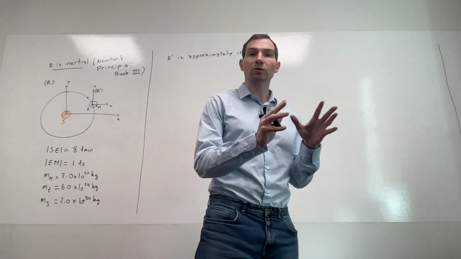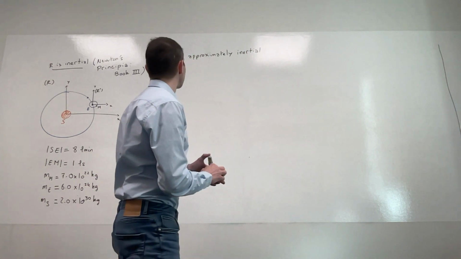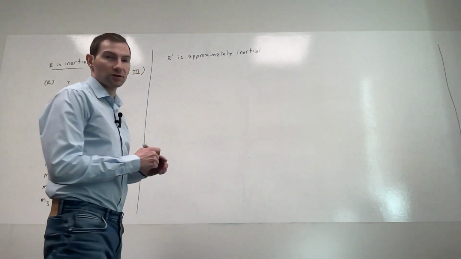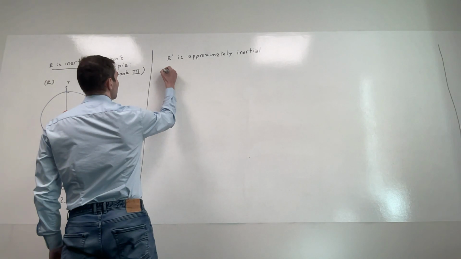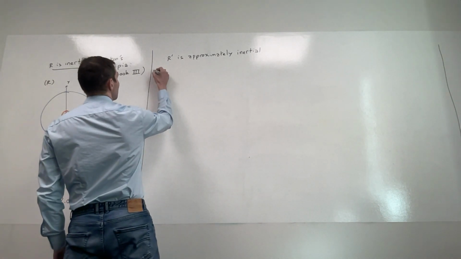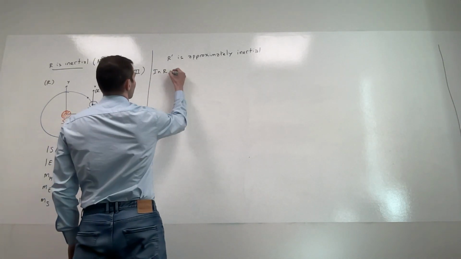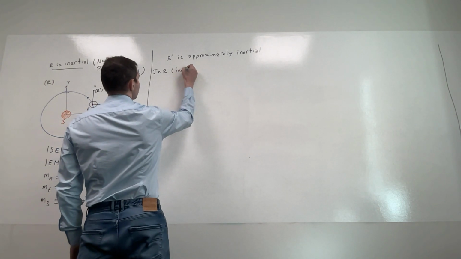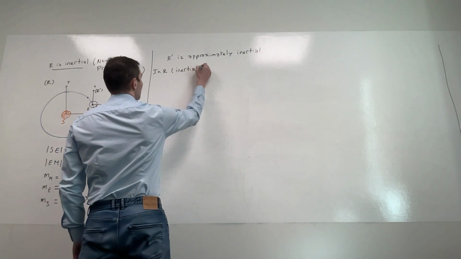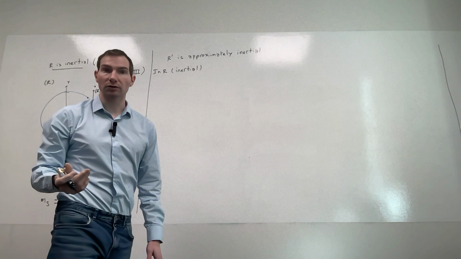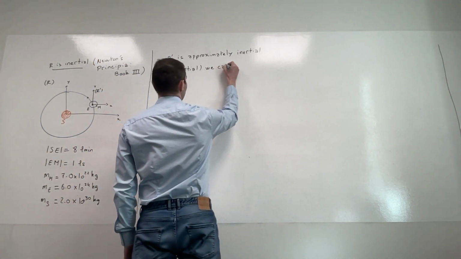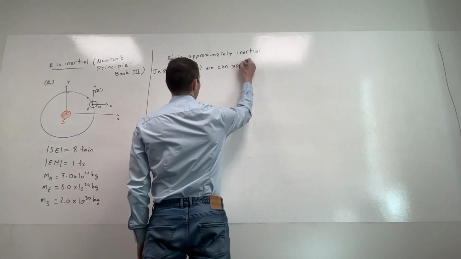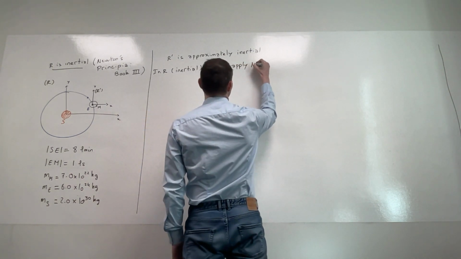Okay, so what we start doing is, because R is inertial, I'm going to start writing things from R. So I'm going to say in R, that is inertial, I can apply Newton's second law.